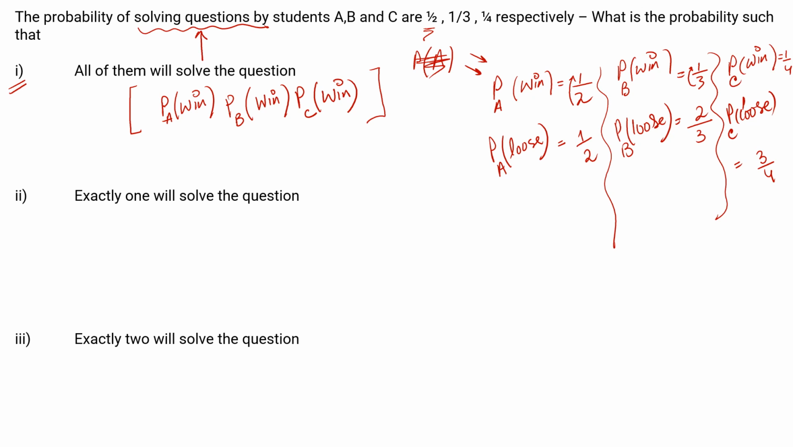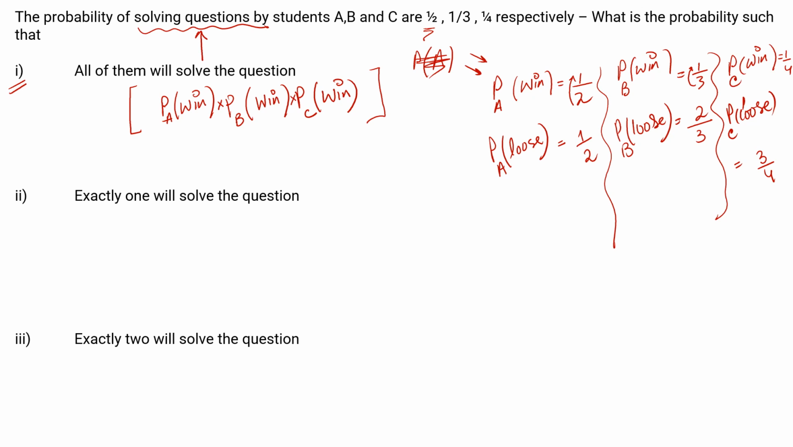Why am I using the words work is complete? Because I have explained before that until the work is done, you cannot put the plus in between the two events. So if the work has to be completed, then in between them you will use the multiplication sign.